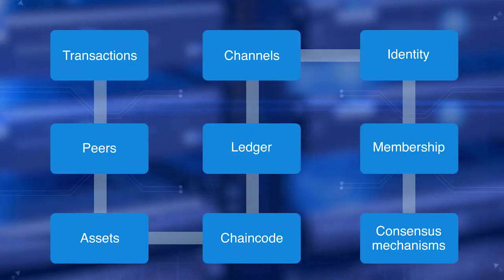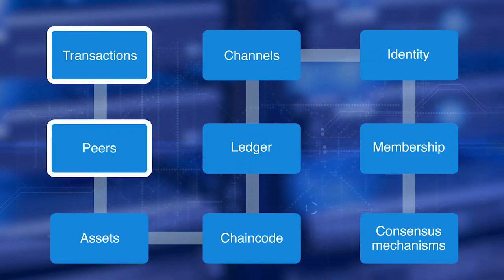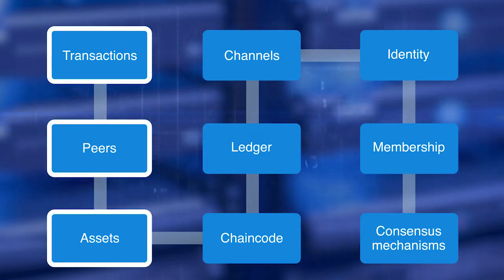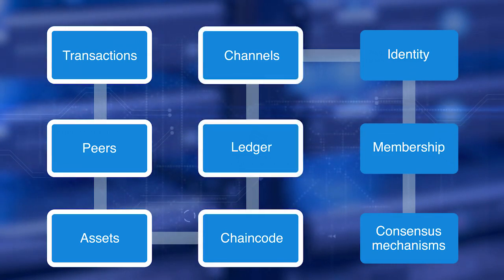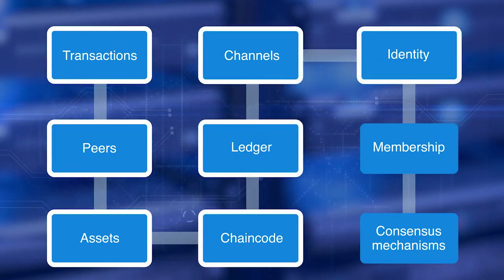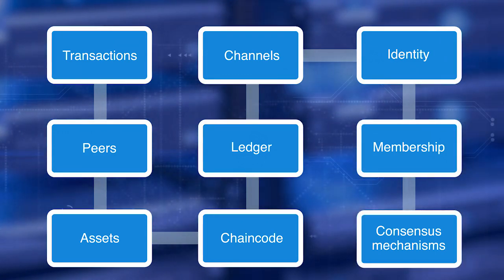Let's explore the details. On completion of this lesson, you will be able to explain the fabric model and its functionality. The fabric model consists of transactions, peers, assets, chain code, ledger, channels, identity, membership, and consensus mechanisms.